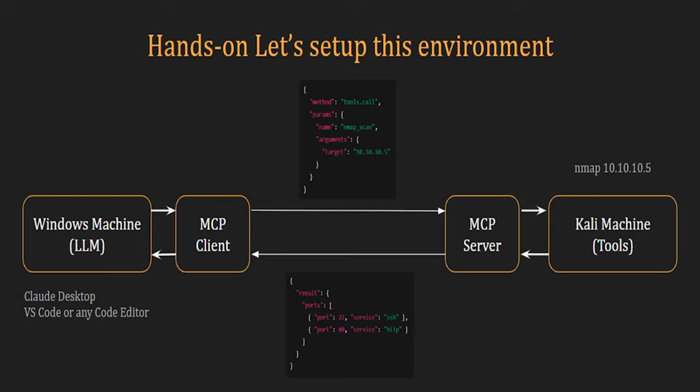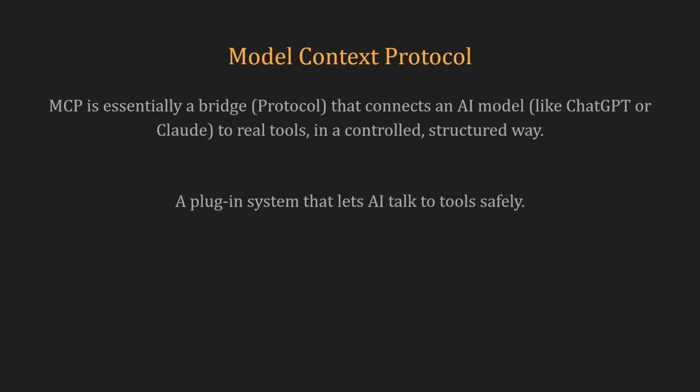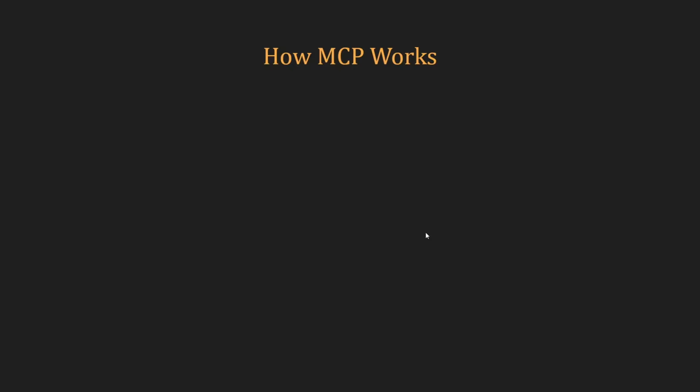While there are several ways that we can connect these two machines, the most common and easiest approach is by using Model Context Protocol, which is in short called MCP. MCP is essentially a bridge that connects an AI model like ChatGPT or Claude to real tools, especially in a controlled and structured way. You can consider that MCP is like a plug-in system that lets AI talk to the tools in a very safe way. So let's have a look at the setup that we are going to construct.